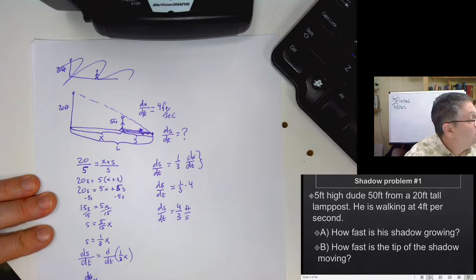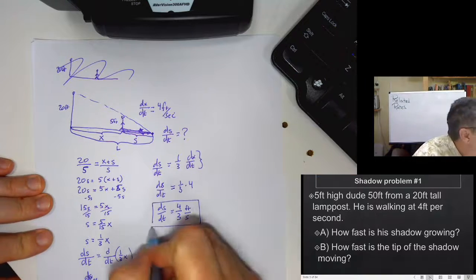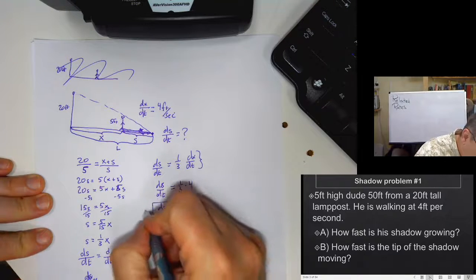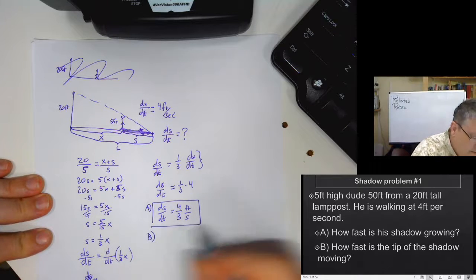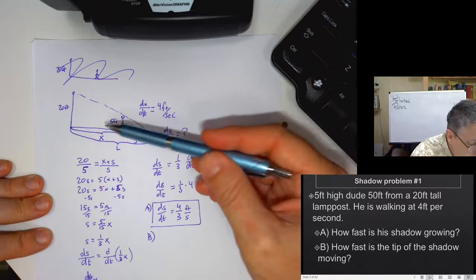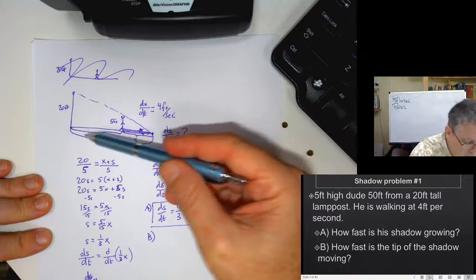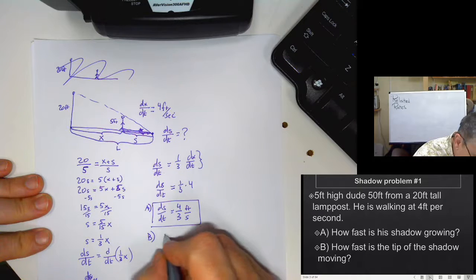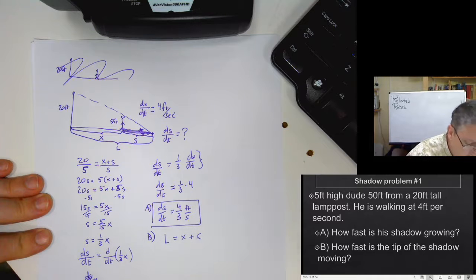But we have two parts to this problem, right? So this is part 1. That's the answer to part A. But now we have part B, which is how fast the tip of the shadow is moving, right? Well, the tip of the shadow is just going to be moving the rate of this one moving plus the rate of this one moving. But we're going to start with the static equation. L equals x plus s, right? Nobody's going to fight me on that, right?